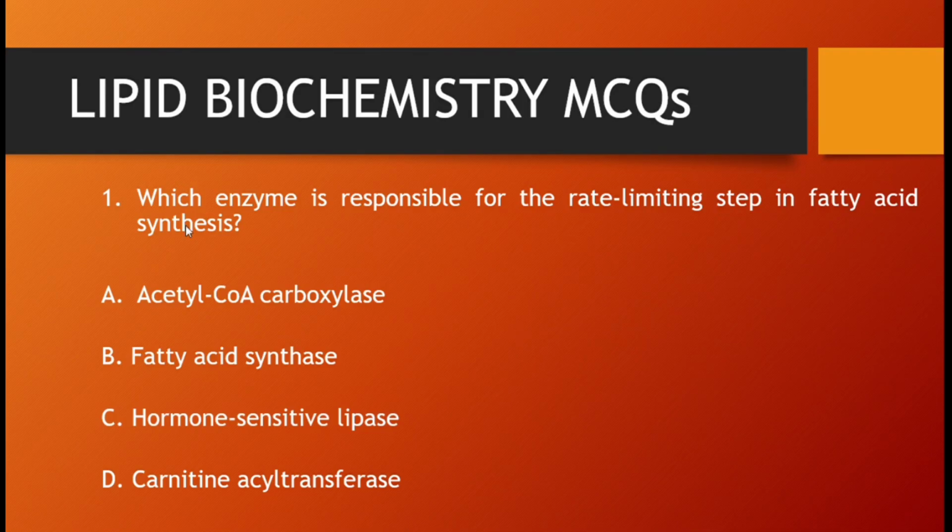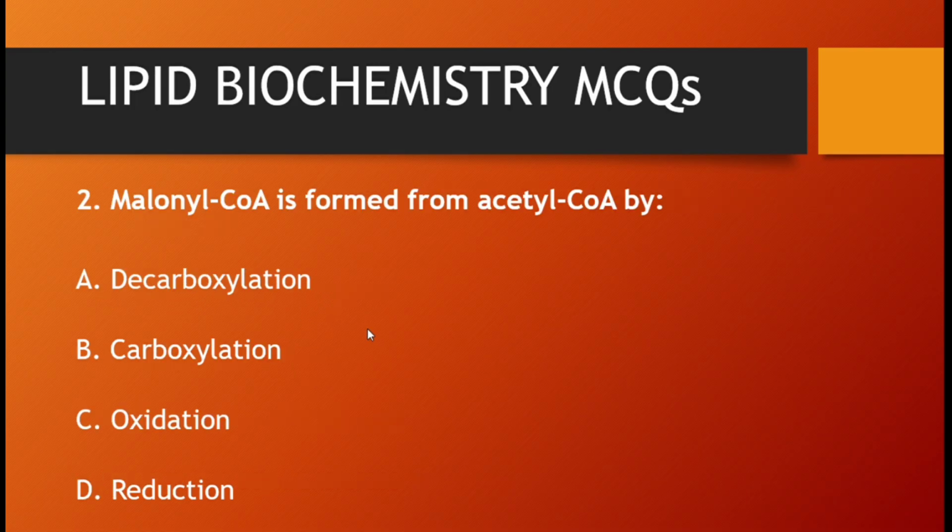Question 1. Which enzyme is responsible for the rate-limiting step in fatty acid synthesis? A. Acetyl-CoA carboxylase. B. Fatty acid synthase. C. Hormone-sensitive lipase. D. Carnitine acid transferase. The correct option here is A, acetyl-CoA carboxylase. Question 2. Malonyl-CoA is transformed from acetyl-CoA by A.